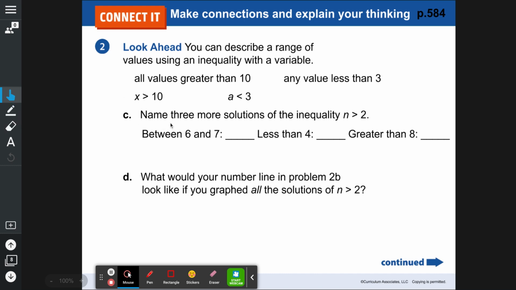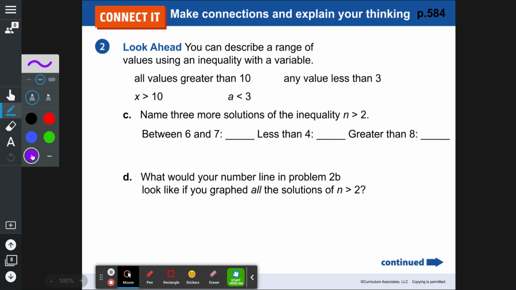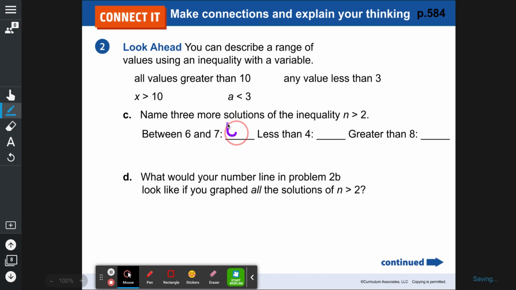Okay, so let's look at letter C. It says, name 3 more solutions of the inequality n is greater than 2. So before we had the numbers 2 and 5/10, 5, 6, and 7 and 1/2. So I want to come up with 3 more examples that could work here. So I'm going to use some purple. A number between 6 and 7. There are many, an infinite number, honestly, of numbers between 6 and 7. I am going to use the number 6 and 1/2. It's halfway between 6 and 7.